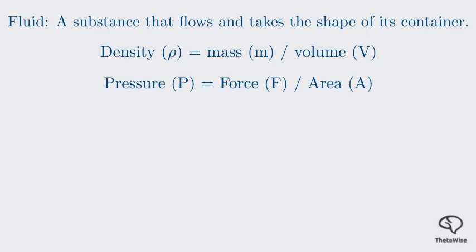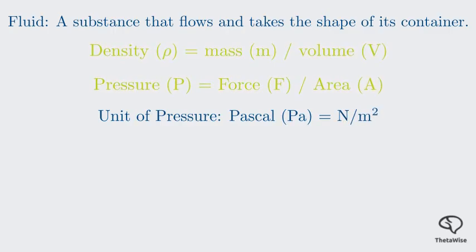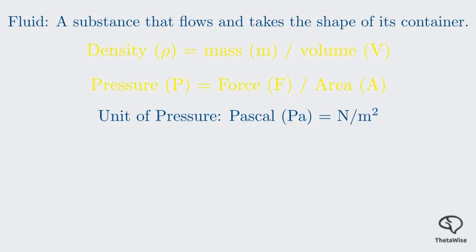Think about it this way. If you push on a wall with your hand, you're applying a certain force. If you then push on the same wall with a single finger, you're applying roughly the same force, but over a much smaller area. This results in a much higher pressure, which is why it feels sharper. The standard unit for pressure is the Pascal, which is 1 Newton of force per square meter of area. So to recap, density is mass per volume, and pressure is force per area.